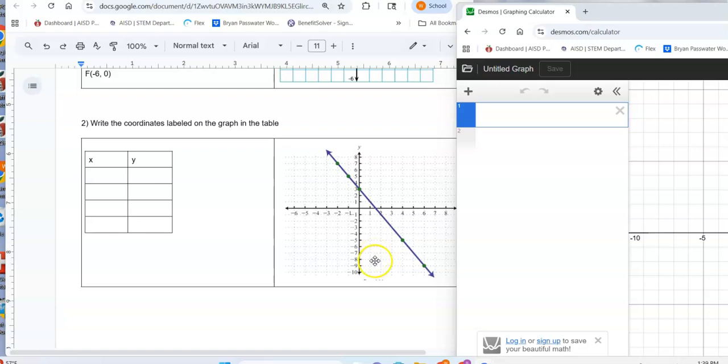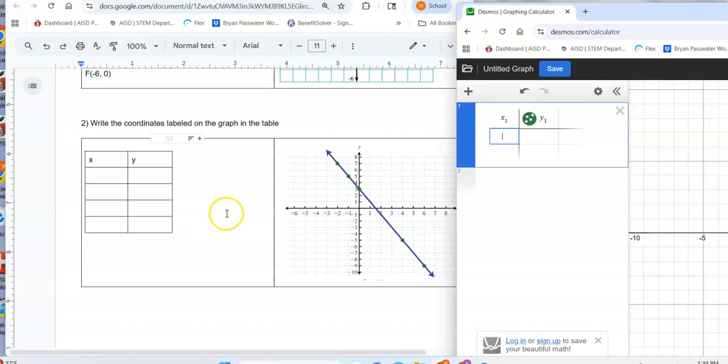Write the coordinates labeled on the graph in the table. So that means that there are 1, 2, 3, 4, 5 green dots on this graph, and you have to actually write them. So there's a table, right? If I were to do this first one, the x value is negative 2, and the y value is 7. Okay, and that's what that is.